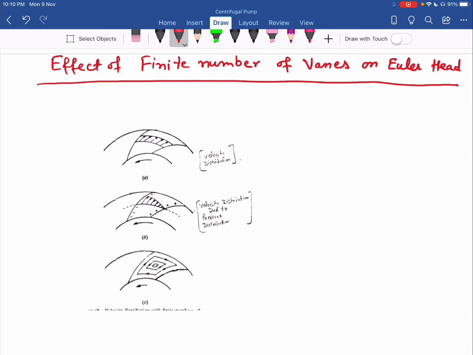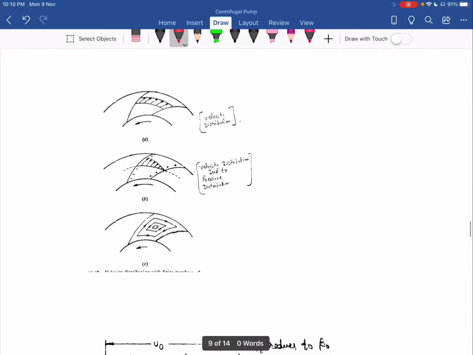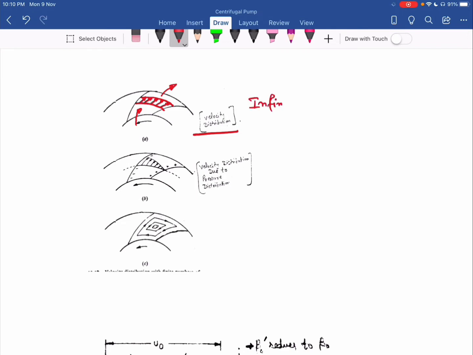Okay. So now see in this diagram we have the impeller. So in the impeller we have a vane. So in the vane we have a passage. So this is the passage from where the water flows from the inner side to the outward side. Now when we have the infinite number of vanes, then the velocity distribution is uniform, that you can see in this diagram. So this is the velocity distribution when we have infinite number of vanes.